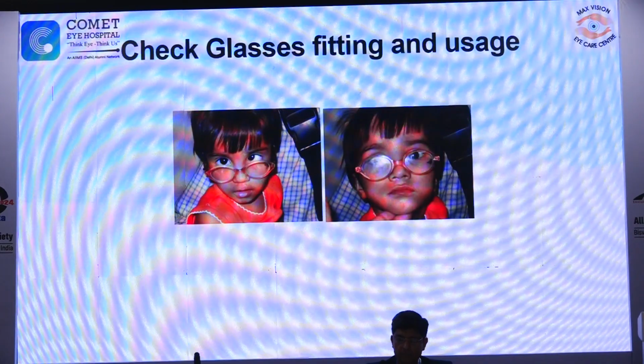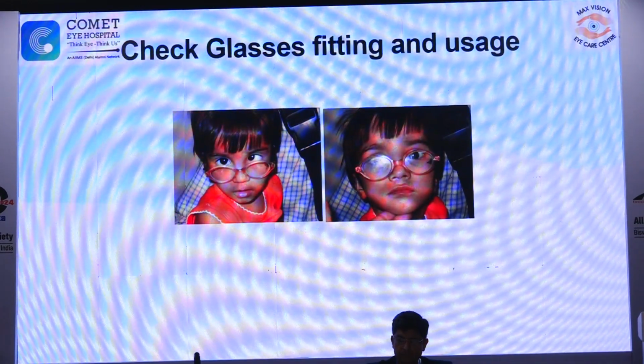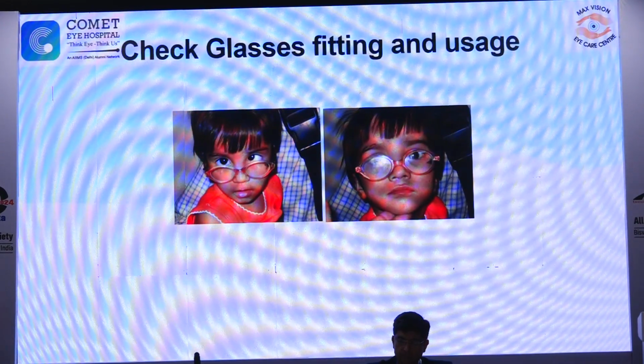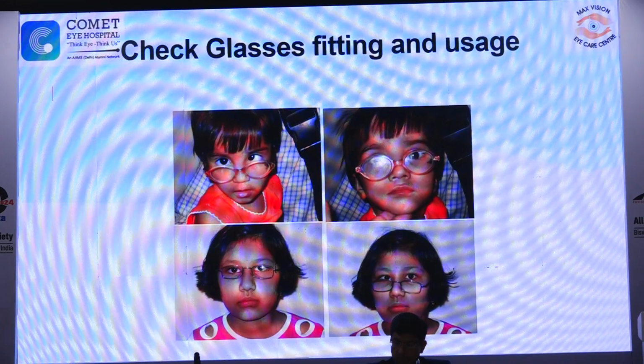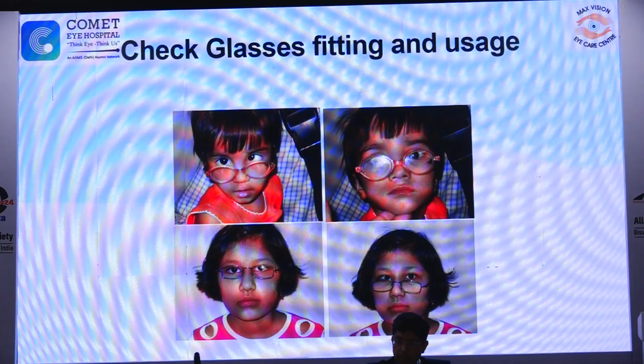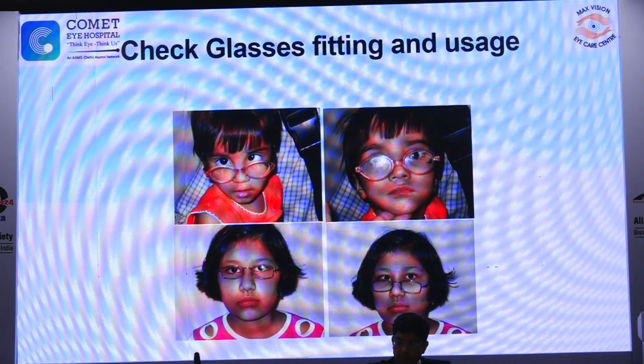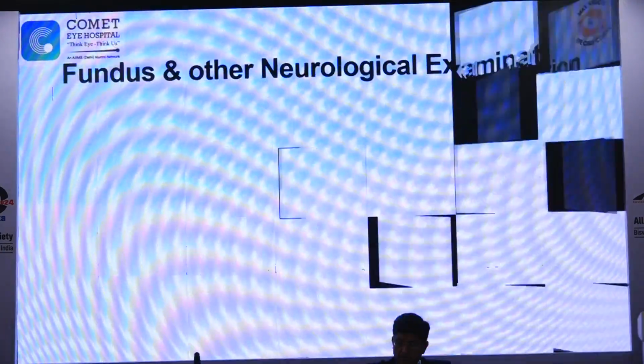Whenever we prescribe glasses, always check the fitting and the usage, because this child is looking over the glasses, and whenever the child is looking over the glasses, the child also has an esotropia. Here is another case where the glasses are tilted and distorted. The distorted glasses do not allow the child to see properly. Once you make them right, the child is able to see clearly through the glasses.